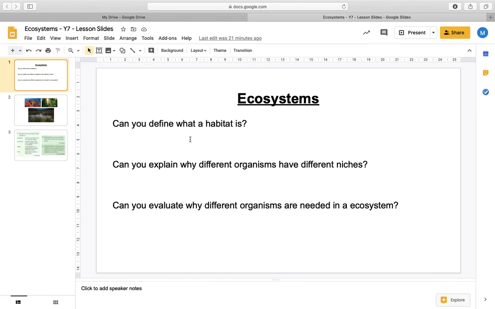So you should now be able to tell me what a habitat is. You should be able to define why different organisms have different niches, and you should be able to evaluate why different organisms are needed in an ecosystem.